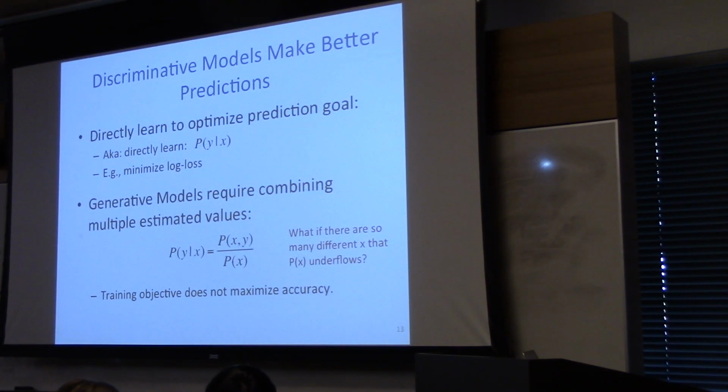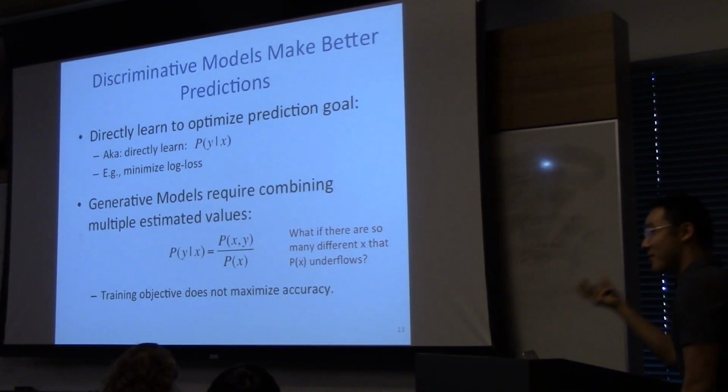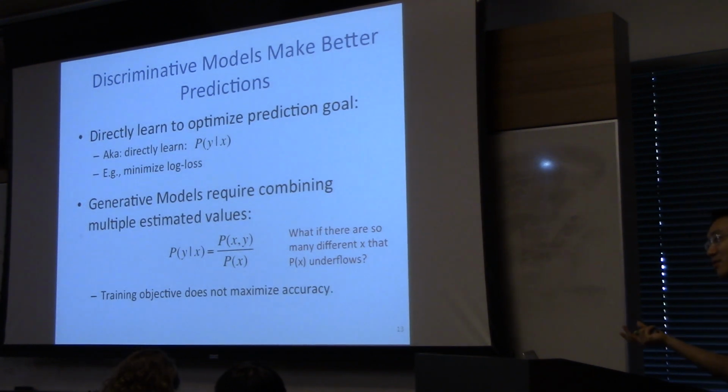So, for example, naively, if these numbers are really small, like super small, and I compute this and I compute this, then I underflow, and when I take the ratio I get not a number, right? In the extreme case. Furthermore, the training objective of generative models does not maximize predictive accuracy. They maximize the likelihood of your generative model explaining the data, which is not the likelihood of you making good predictions of y given x.